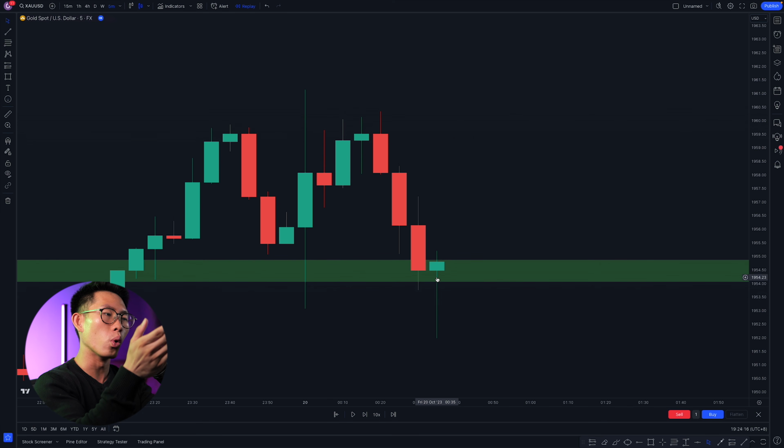Basically, right now, buyers have entered the market. That is the first sign of buying momentum and buying pressure. So what you can do is to enter for a buy right here.